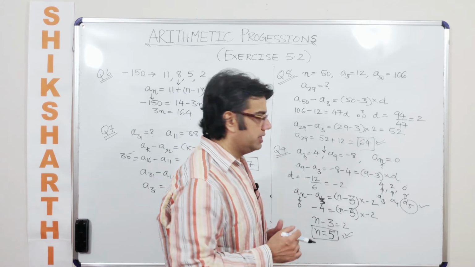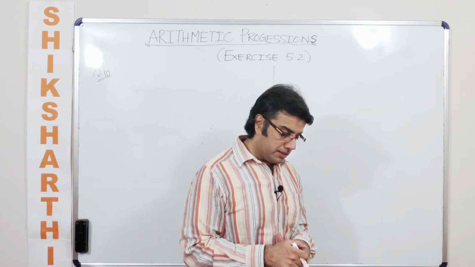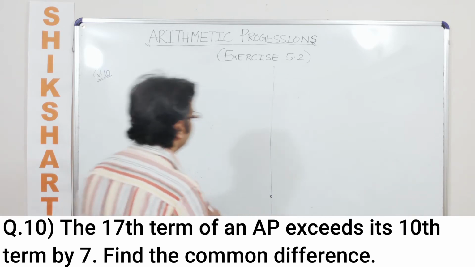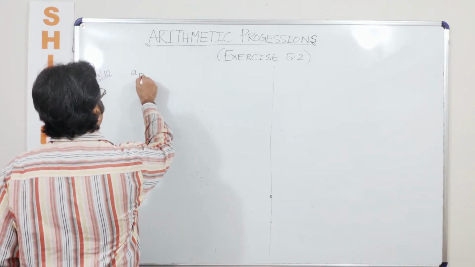So we have done till question number 9. Let's move on to question number 10. So in question number 10, they say that the 17th term of an AP exceeds the 10th term by 7. Okay.